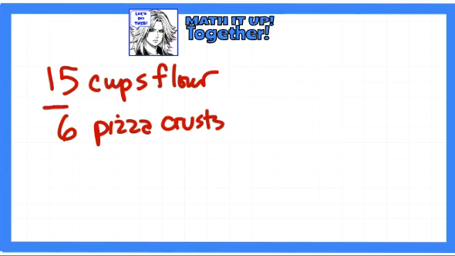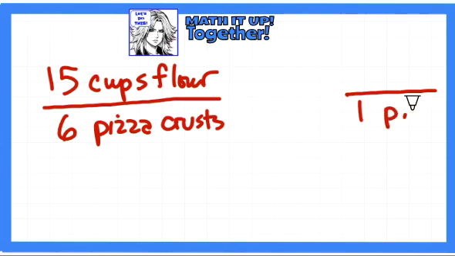So we can see that rate form there. I have flour, cups versus crusts. Those are 2 different measures, 2 different units. That's a rate. But now I want to figure out what this is going to be if I just want to bake 1 pizza crust.